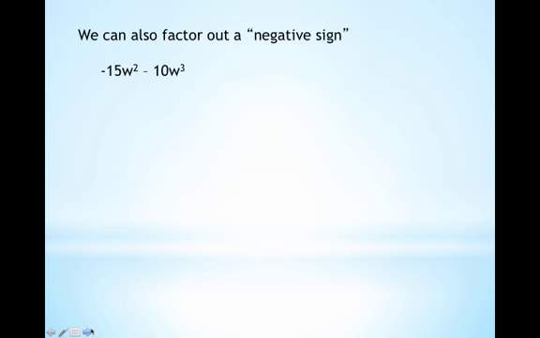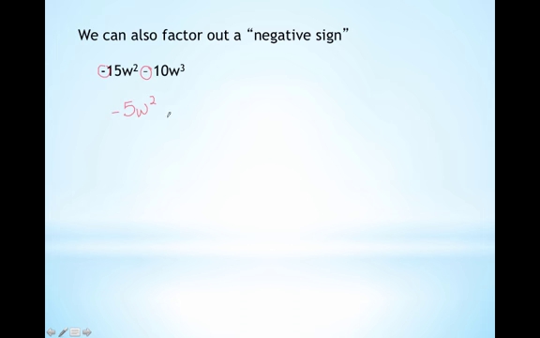Okay. So the other thing we can do, though, is we can factor out a negative sign. Notice this term is negative and this term is negative. So not only do I have a 5 that's common to both of them and a w squared that's common to both of them, but I also have a negative that's common to both of them.